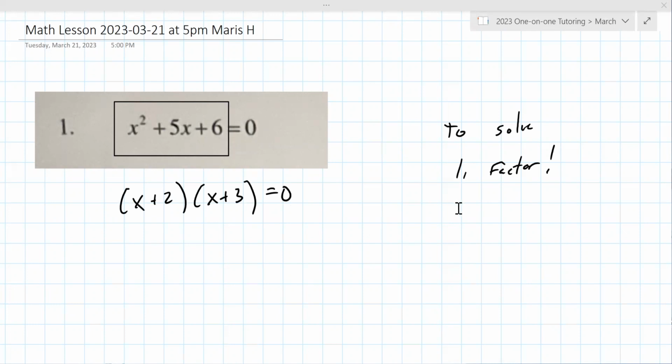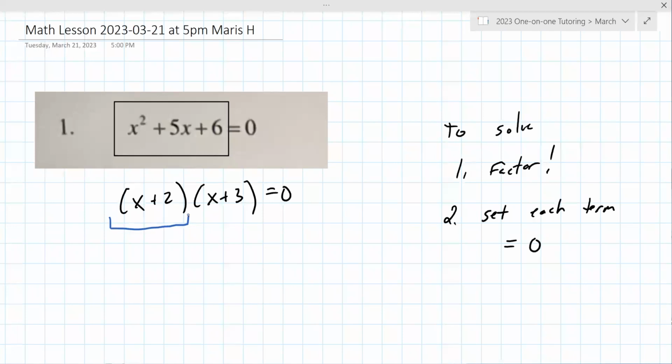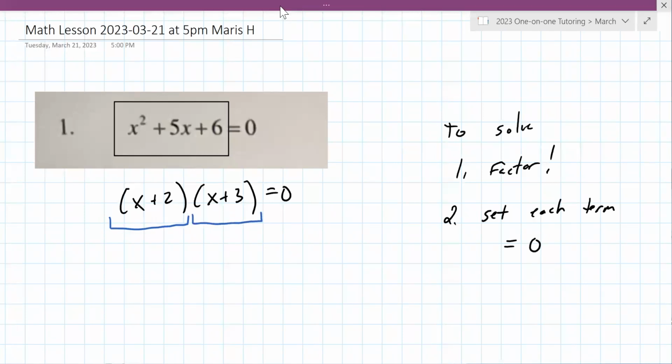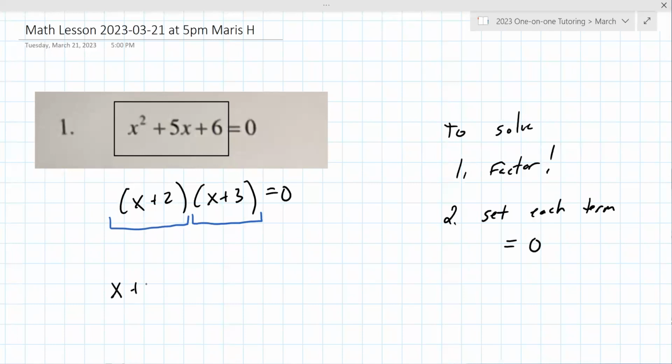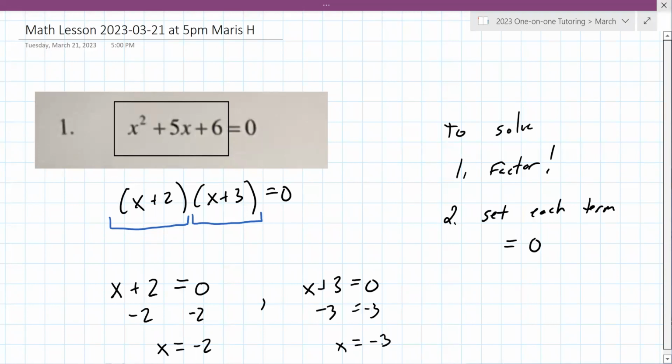The next part here is to set each term equal to 0. What I mean by a term has to have an x in it. So this in parentheses is a term, and this other one in parentheses is also a term. So you write without the parentheses x plus 2 equal to 0, comma, x plus 3 equal to 0. And these are just basic linear equations. These are things that you already know how to solve. Okay, so you subtract 2 from both sides to solve the first one, subtract 3 from both sides for the next one, and that's your final answer.